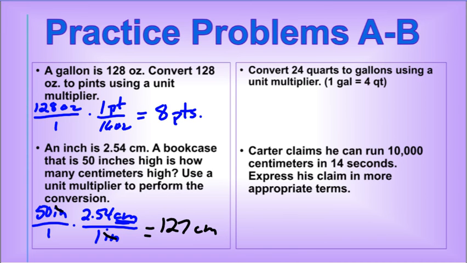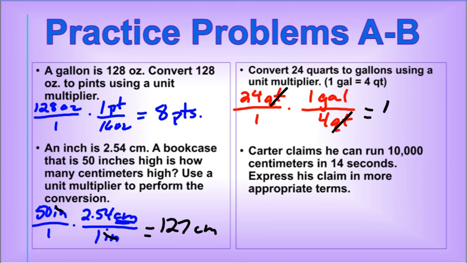Next, I'm going to convert 24 quarts to gallons using a unit multiplier. So we got 24 quarts over 1. 1 gallon is the same as 4 quarts, so I need my answer in gallons, so that has to be on top. 4 quarts has to be on the bottom, so I can cancel out my label quarts. I'm left with gallons. So 24 divided by 4 gives us 6 gallons.